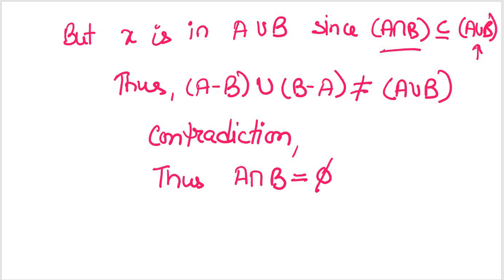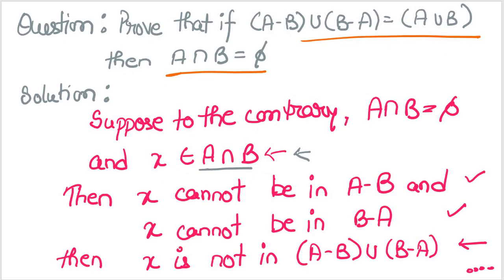right? Let me once again explain. What we are trying to do is take the contradiction. Suppose, to the contrary, A intersection B is not null and x exists in A and B. Then obviously, since there is an intersection, x is something which is common in both A and B. So this x will not exist in either A minus B or B minus A. In both cases, x is not going to be there.